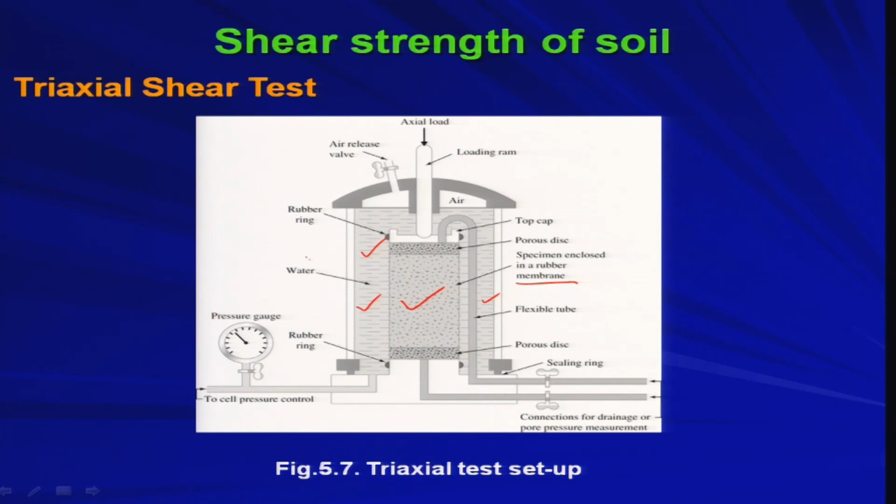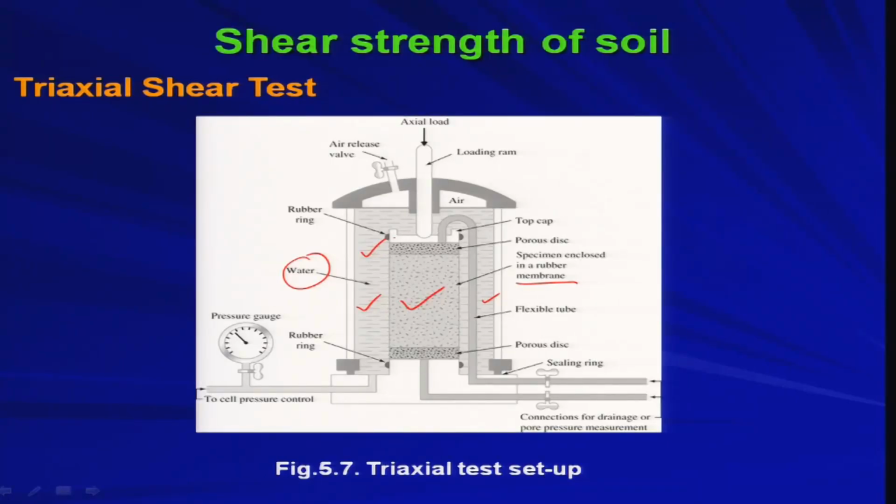This water is only allowed to apply pressure on the soil specimen, that is the only function of this cell water, cell fluid. Now, this rubber membrane will be tightened by a rubber ring at the top as well as the bottom. Now, you apply pressure. This is the pressure gauge which will measure how much pressure is applied inside the cell.